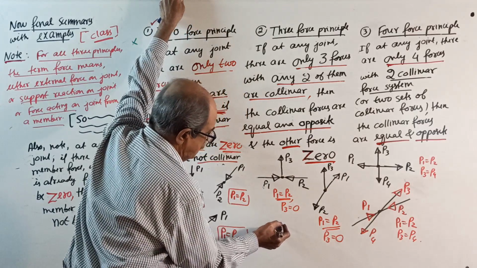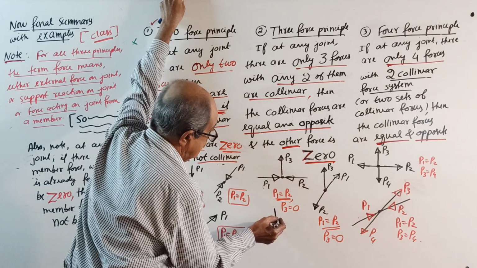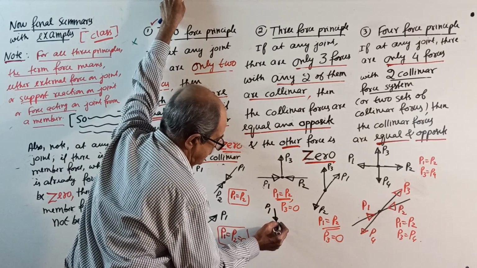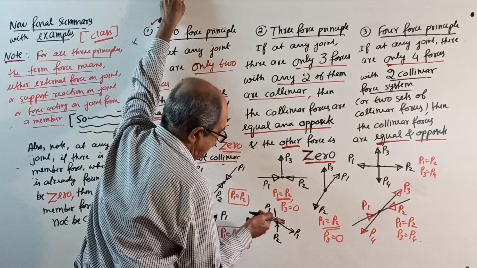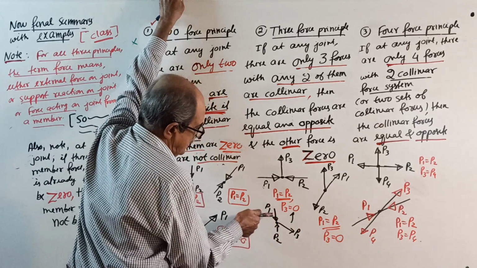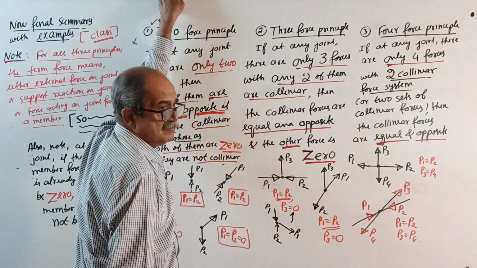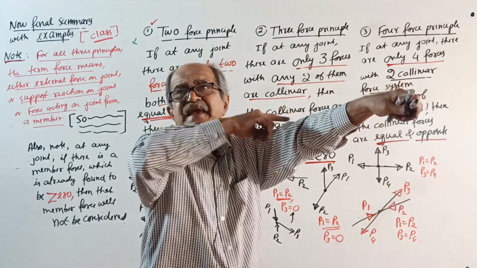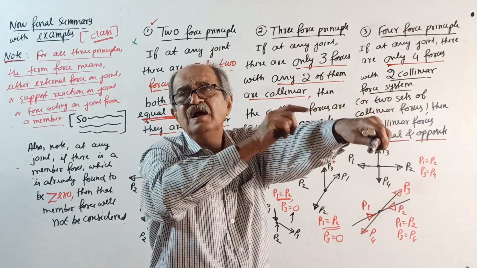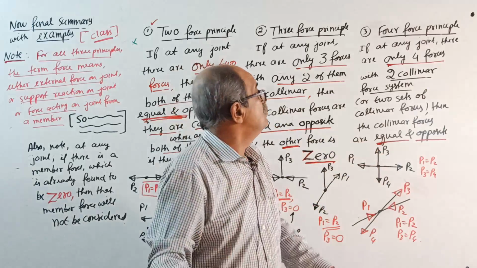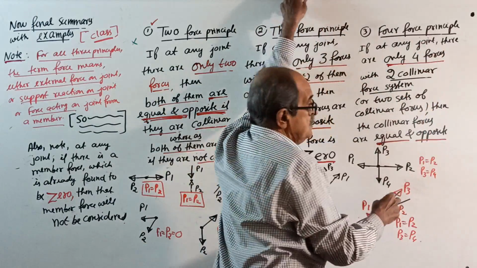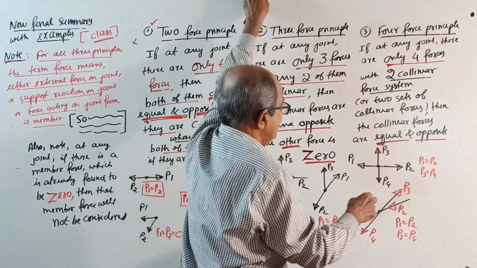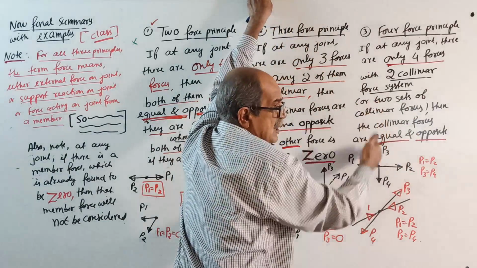Or, for example, one more: suppose P1 and P2 are collinear, and P3 is random. Again the same statement: P1 equal to P2, P3 equal to 0. So two of them are collinear, the other can be anything. The collinear ones are equal and opposite, and the other is 0. Now the four force principle, any angle: you can rotate it. Imagine two are horizontal and two are vertical.